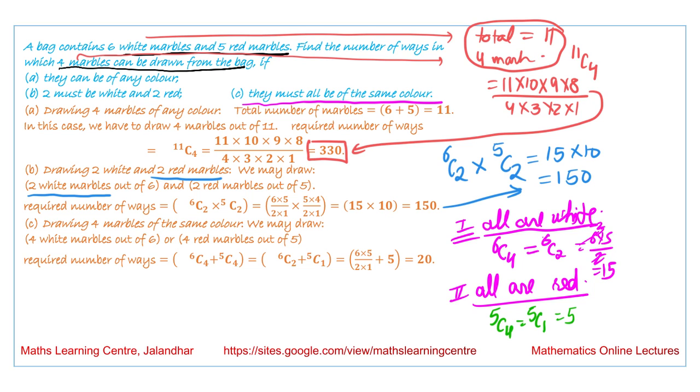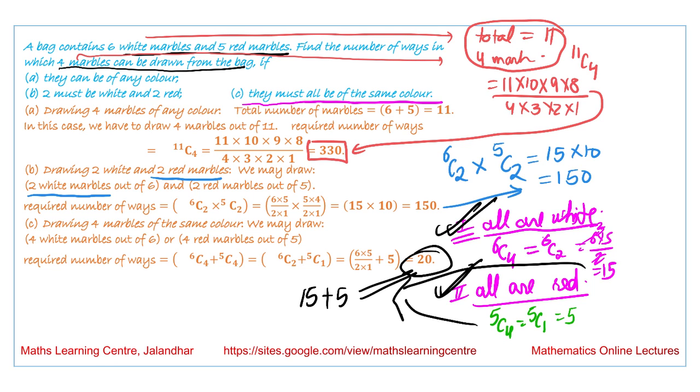So by the fundamental theorem of addition, either of these two cases can happen, either all are white or all are red. So by the fundamental theorem of addition, the answer we have is 15 plus 5 that is equal to 20.